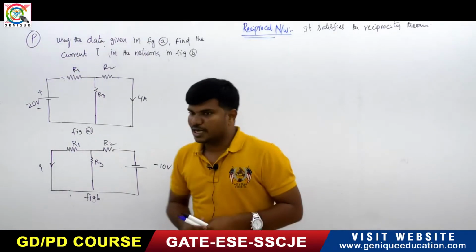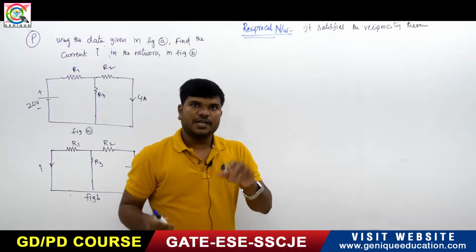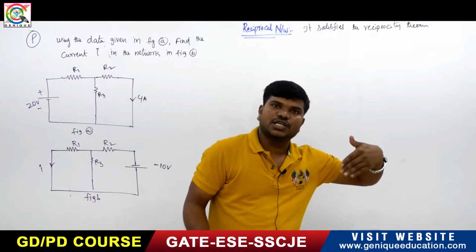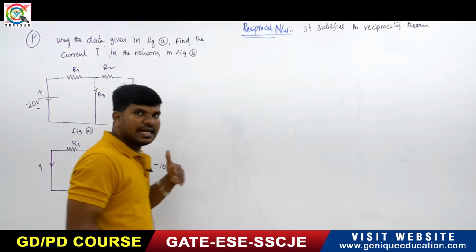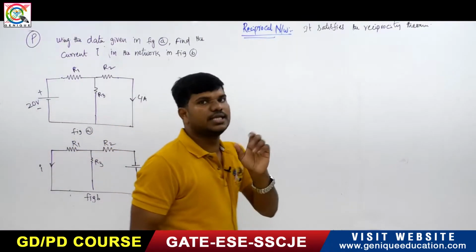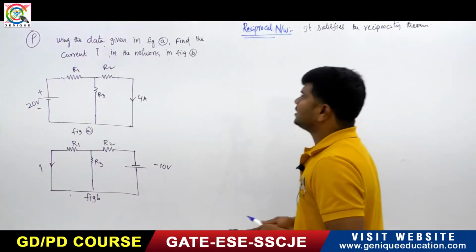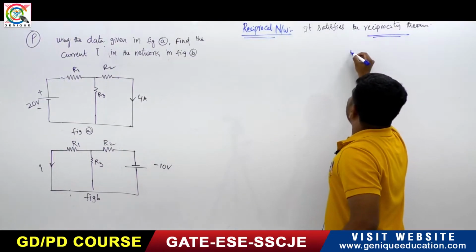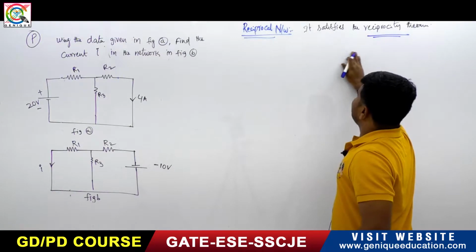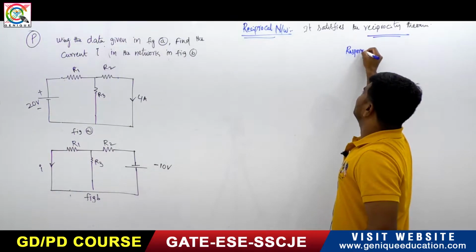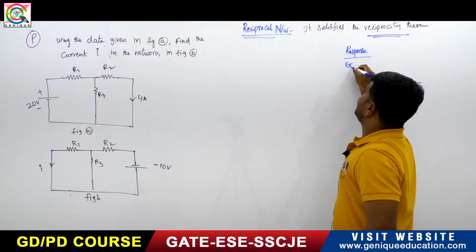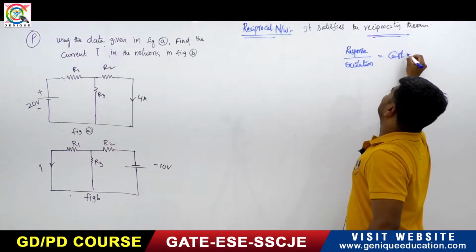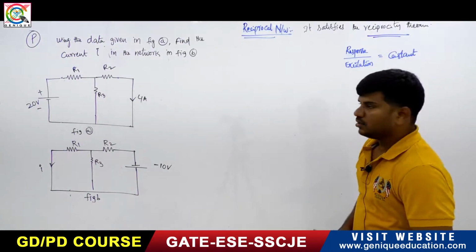So what is the reciprocity theorem? For any reciprocal network, if the excitation and response positions are changed, then the excitation to response ratio is constant. This is the point you have to understand. So what is the meaning of this? The response to excitation ratio is equal to a constant.